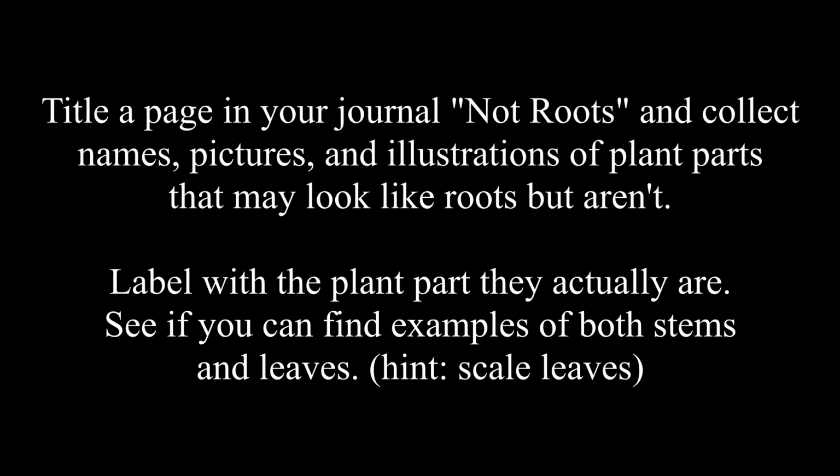Next up for journaling is to title a page in your journal "Not Roots," and collect names, pictures, and illustrations there of plant parts that may look like roots but aren't. Label with the plant part they actually are. See if you can find examples of both stems and leaves. If you're doing these bulbs, you're definitely going to have examples of leaves that are growing underground, right?